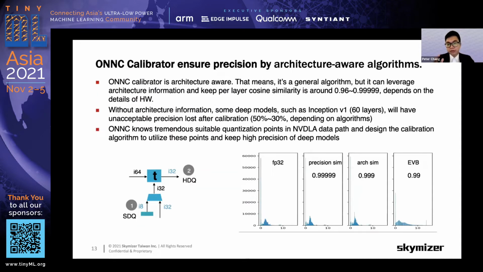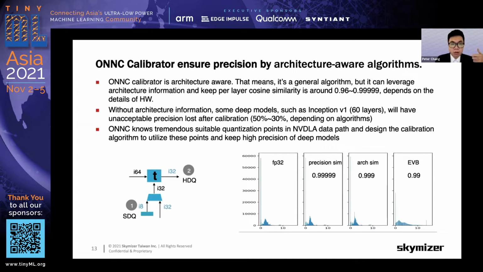Also, not only for the model, we also optimize sample data. About quantization, we provide the ONNC calibrator to ensure precision by hardware architecture aware algorithms, which means when you receive a model, usually it uses floating point 32 data representation, but most deep learning accelerators or hardware use integer 8 to execute this model. So how to ensure precision and make sure its performance and accuracy are still good is quite important.